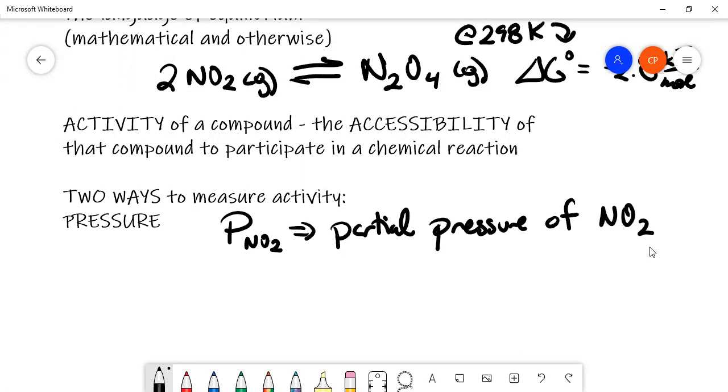Why do I say partial pressure? Well, there's N2O4 present as well. And I need to talk about the N2O4 present in addition. What's the total pressure in the container equal to? The sum of the partial pressures, the sum of the pressure of the NO2 and the pressure of the N2O4.